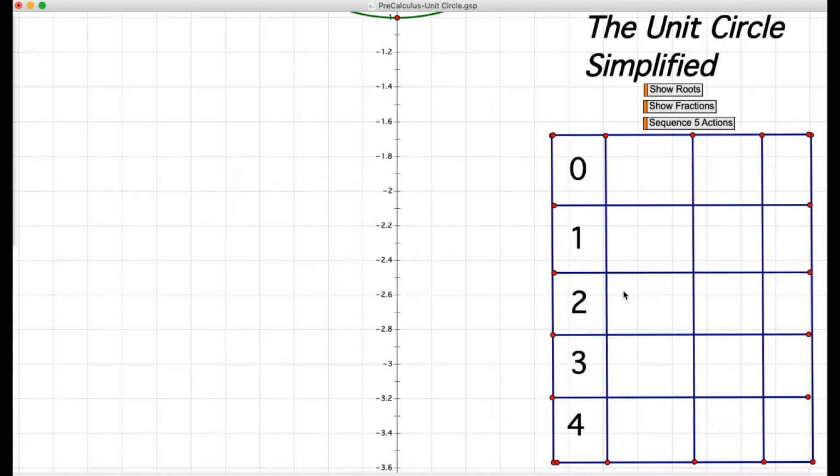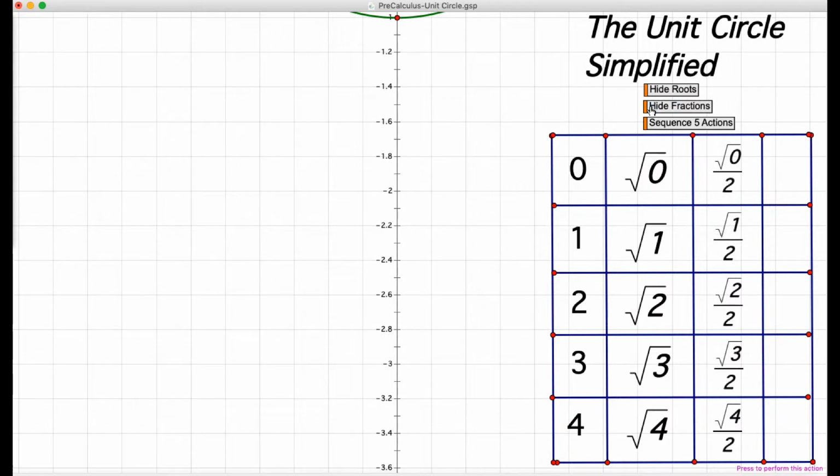So let's look. If I start out with 0, and then I take the square root of 0, and the square root of 1, and the square root of 2, and the square root of 3, and the square root of 4. But if I look at my unit circle values, most of them have the number being divided by 2. So let's take each of these and divide it by 2. And I get the square root of 0 over 2, the square root of 1 over 2, the square root of 2 over 2, the square root of 3 over 2, and then the square root of 4 over 2.